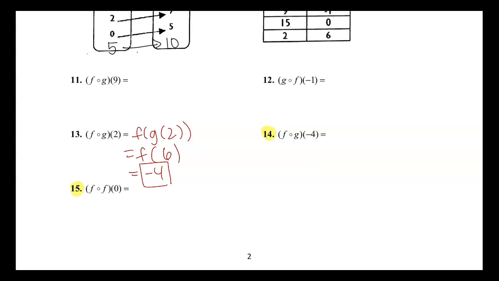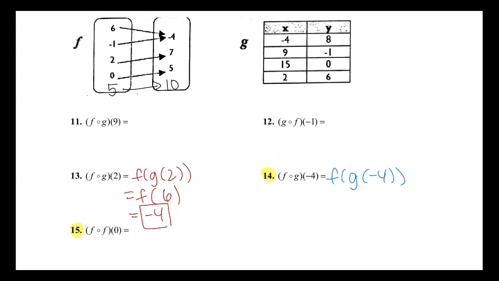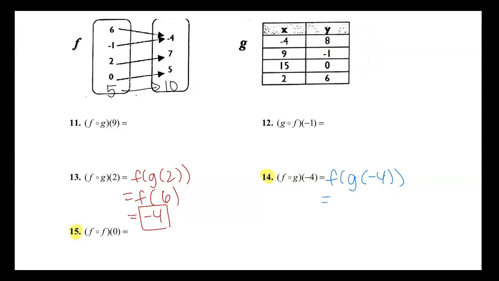Hopefully y'all had some fun with this. So let's look at 14. This is f of g of negative 4. So again, the inside number is for x. I need to really just find the y value. So when x is negative 4 in the G table, your Y value is 8. So we're going to make this f of 8.